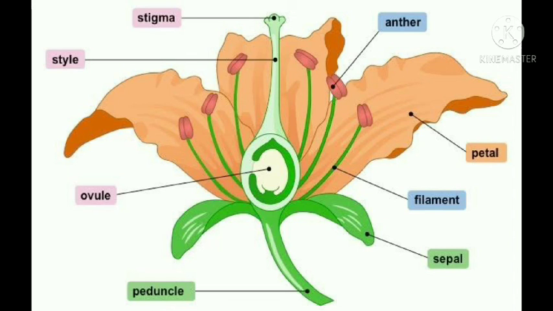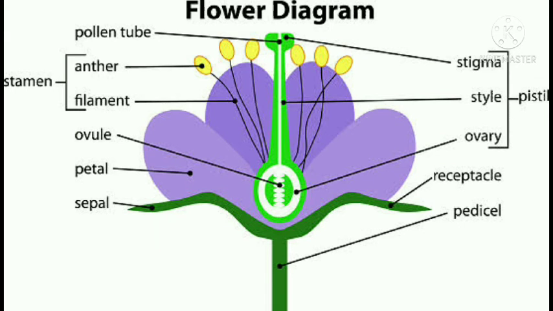A flower consists of basically four floral whorls. Whorls means parts. The first one is known as calyx, and this calyx is made up of sepals. These tiny green leaf-like structures are known as sepals. Then the second whorl is corolla, which is brightly colored, and corolla is made up of petals. Petals are brightly colored to attract insects for pollination.